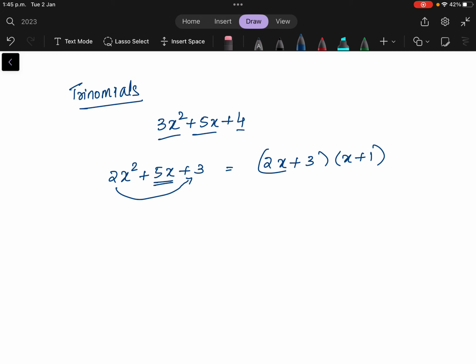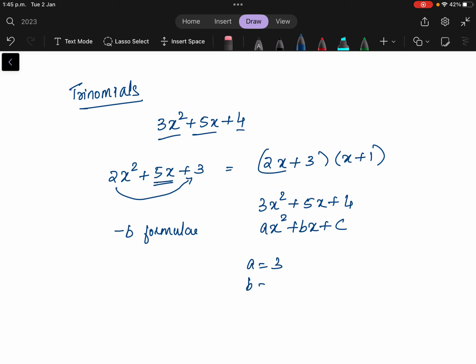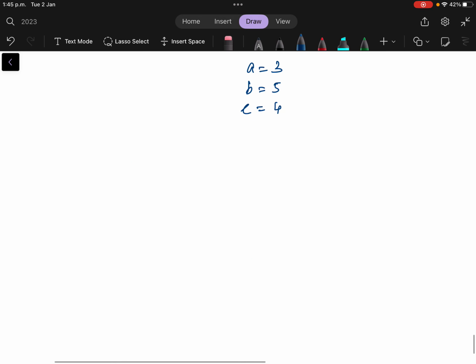And if you are not able to factorize like this, you use the minus b formula. The minus b formula is directly there in the formula book, so you just take and write the formula. It is for ax² + bx + c. So if you have 3x² + 5x + 4, a will be 3, b will be 5 and c will be 4, and then substitute those values.